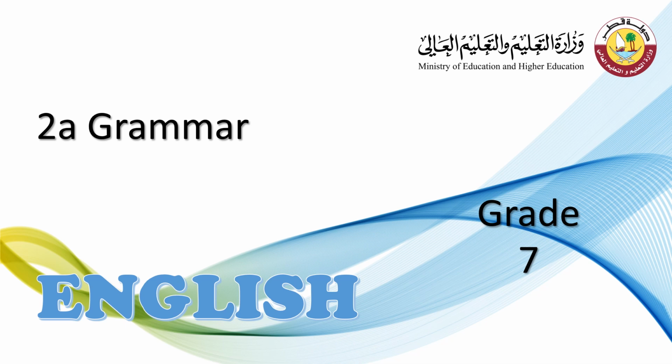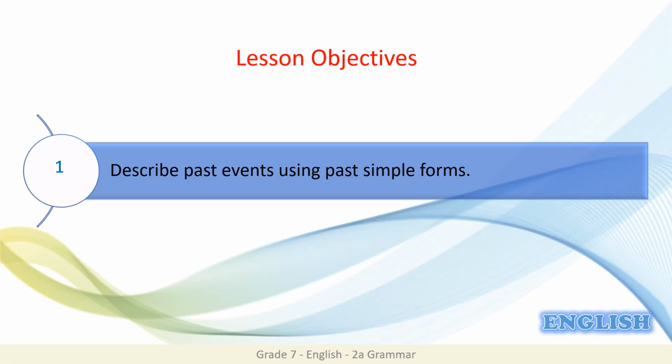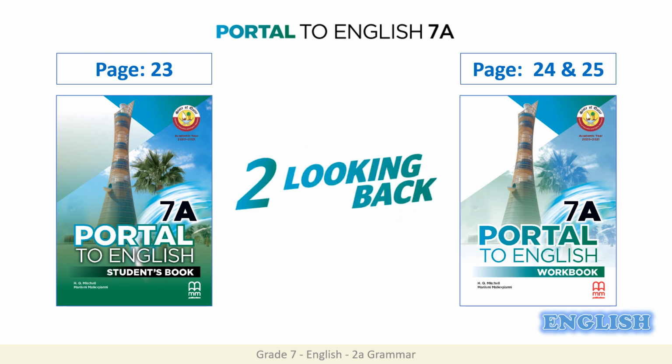Our lesson today is 2A Grammar. Today we have one objective: describe past events using past simple forms. Now, could you please open the student book and turn to page 23, and open the workbook and turn to page 24 and 25.